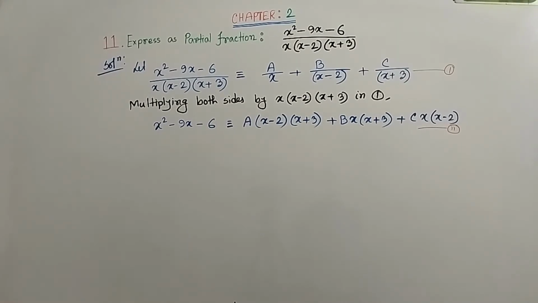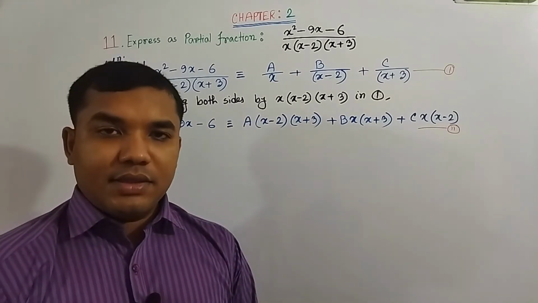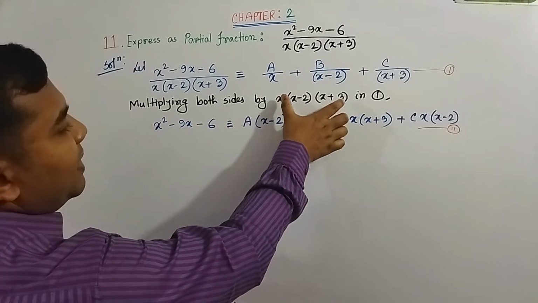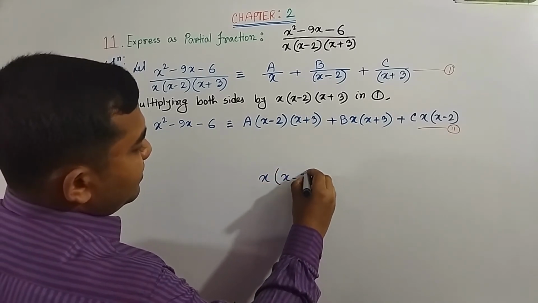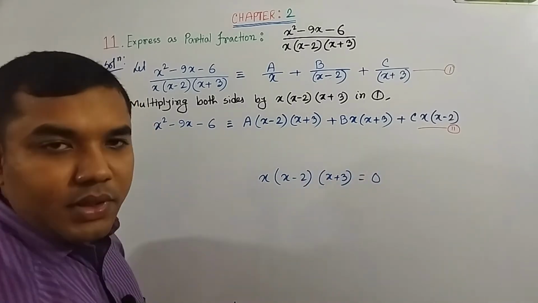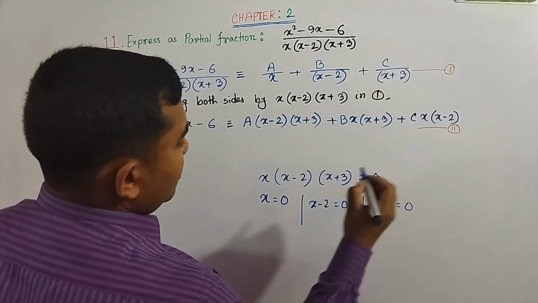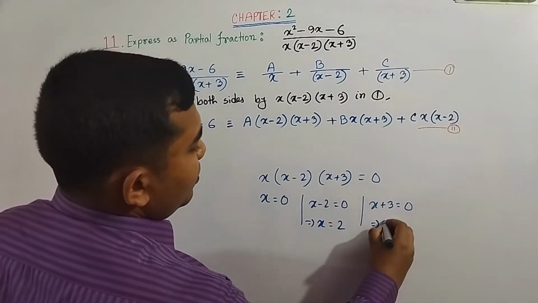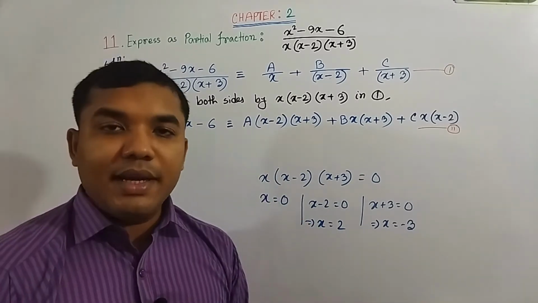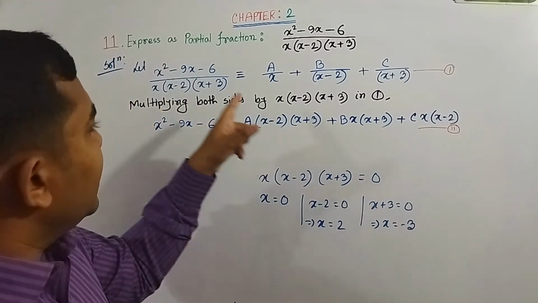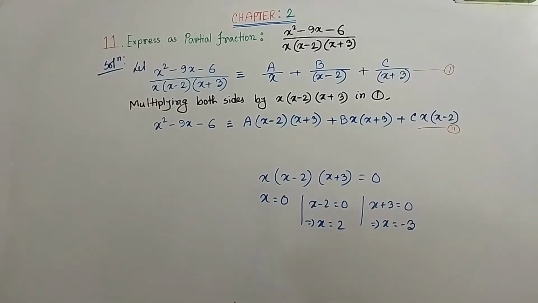This step is putting values of x in here. How many values will we put for x? That is very simple. We'll think about the denominator first: x, x minus 2 and x plus 3 are all equal to 0. That means x equals 0, x equals 2, x equals minus 3. So we'll put the values of x as 0, 2 and minus 3 respectively. If we put these in equation number 2, then we'll get a, b, c respectively. Okay, let's have a look at our calculation part.